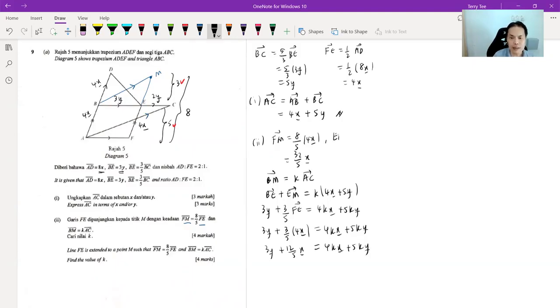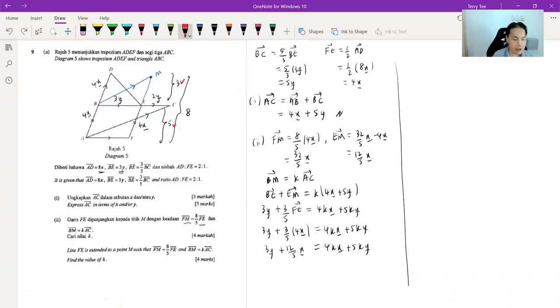Now, alternately, if you know FM, you can actually find EM. Another way is you can find EM by taking 32 over 5x minus 4x. So it's pretty easy as well. This is also 12 over 5x. You can do it that way. So if you don't want to do this step by step, with a lot of steps involved, you can actually use this and subtract first, and then you sub in later.